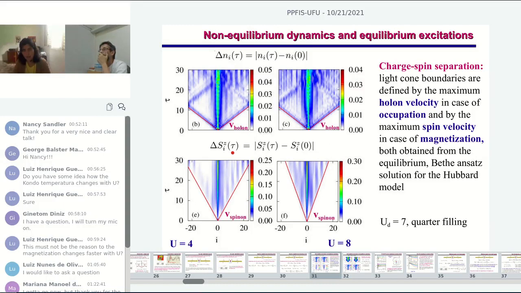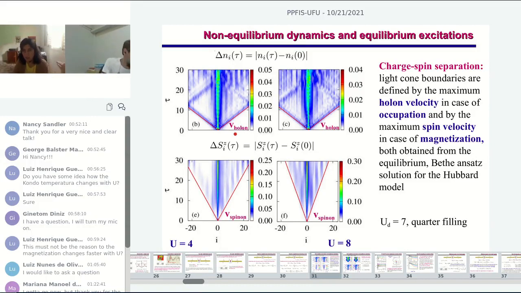As we can see, if we change U, the interaction, the velocity for holons doesn't change much. Now here, I should say, as I said before, it's the maximum velocity for holons, right? It's not the one at small energy. Here, it's away from the small energy, but it's the maximum one that defines the light cone boundaries.